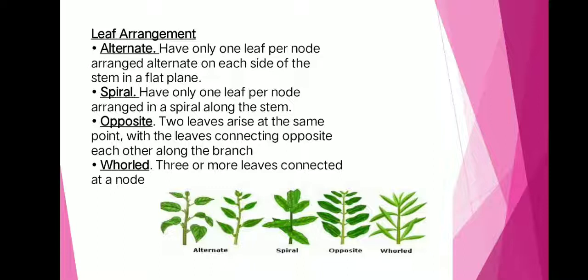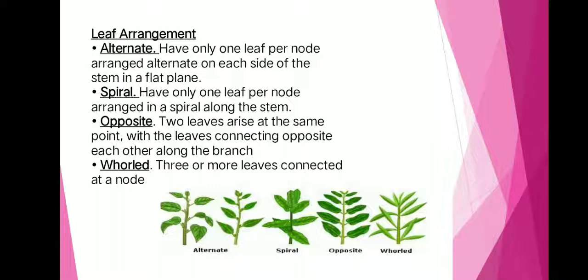Opposite. Two leaves arise at the same point with the leaves connecting opposite each other along the branch. So opposite is when two leaves occur at one node. The arrangement is called opposite. Whorled. Three or more leaves connected at a node. So whorled is when three or more leaves occur at one node. A whorled arrangement is presented.